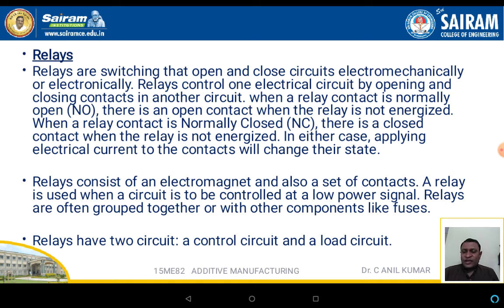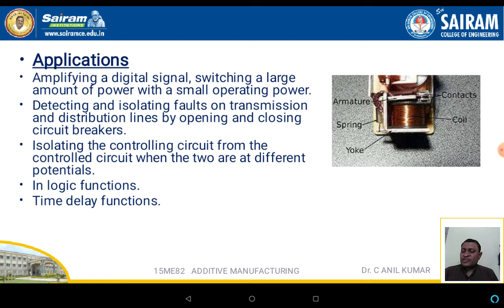The relay consists of an electromagnet and also a set of contacts. A relay is used when the circuit is to be controlled by low power signals. Relays are often grouped together or with other components like fuses. A relay is also another type of switch.